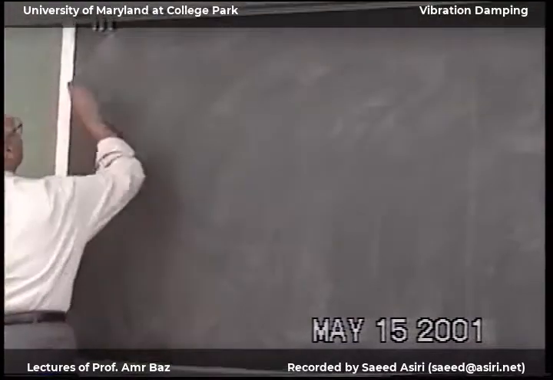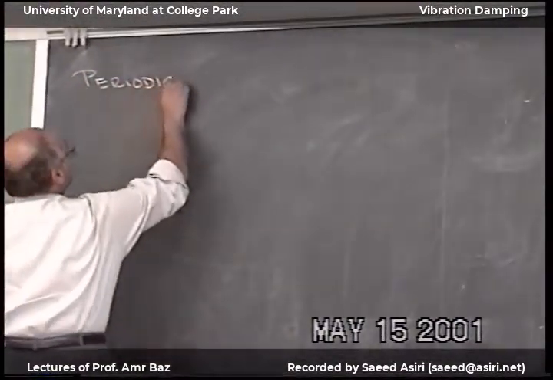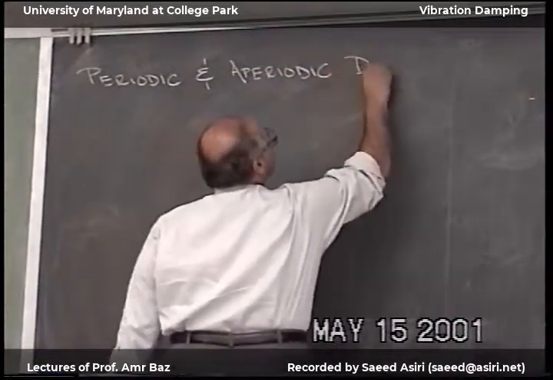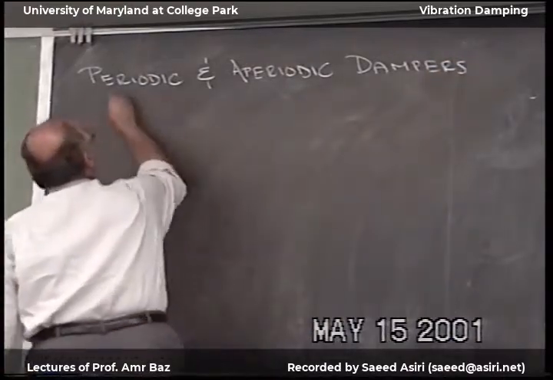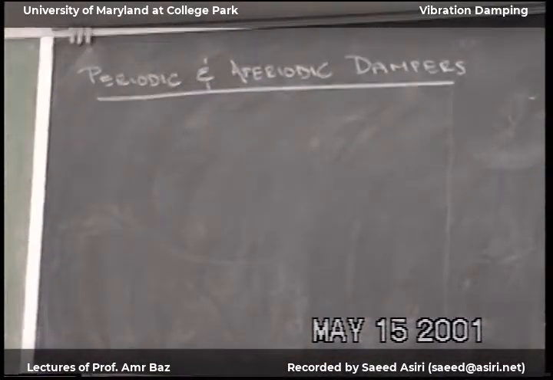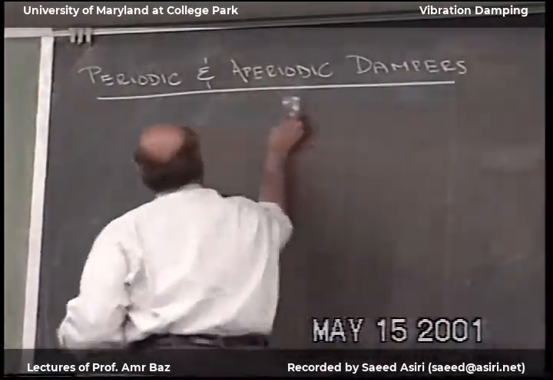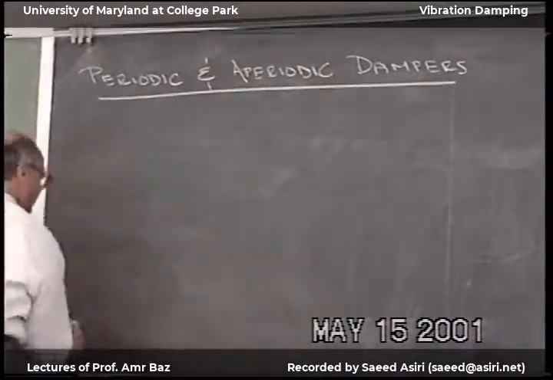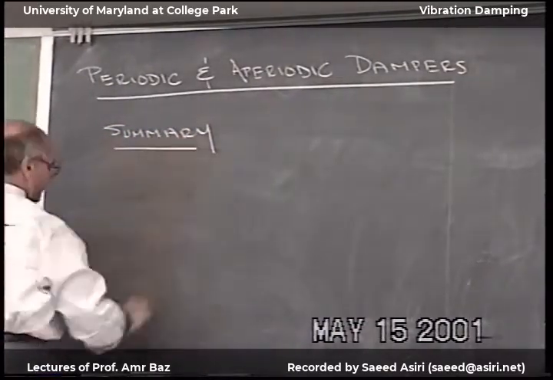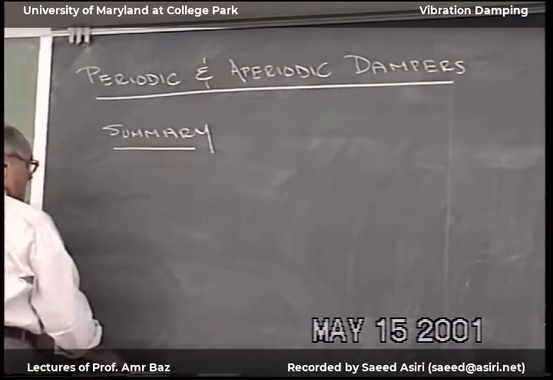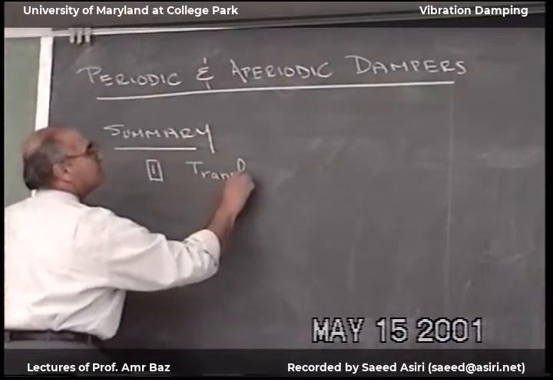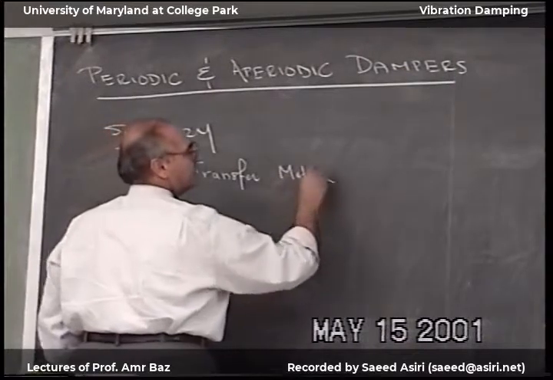Okay, when I continue the periodic. What we've done in this section so far, we looked at transfer, and matrix, and method.